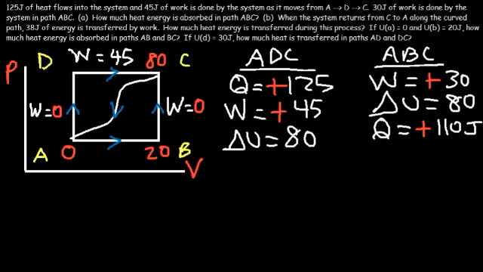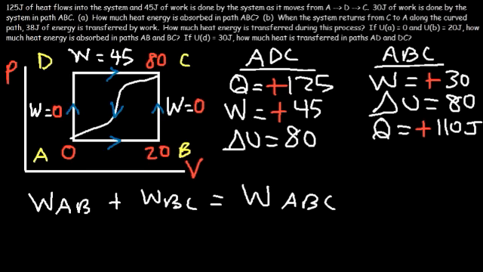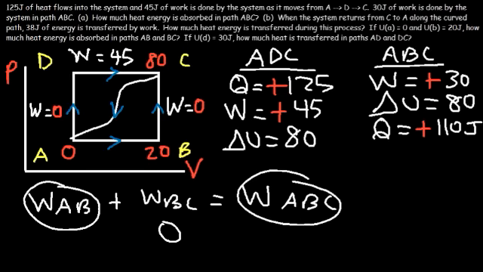Now what about the work done from A to B? We know the work done from A to B plus that for B to C is equal to the work done for A to B to C. Now this is 0, so these two must be equal to each other. So therefore, the work done from A to B is 30.